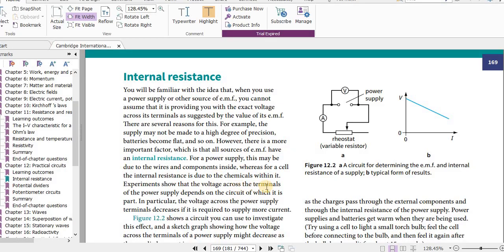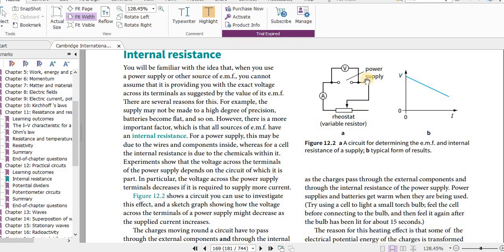Experiments show that the voltage across the terminals of the power supply depends on the circuit of which it is part. Now you can see this diagram. Figure 12.2 shows a circuit you can use to investigate this effect, and a sketch graph showing how the voltage across the terminals of a power supply might decrease as the supplied current increases. By moving this, this is a variable resistor. I have a video explaining how to use the variable resistor. You can watch that.